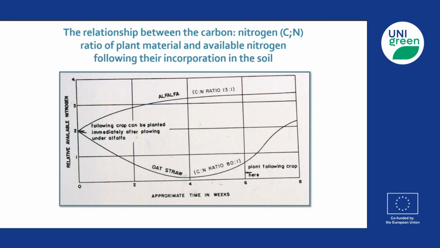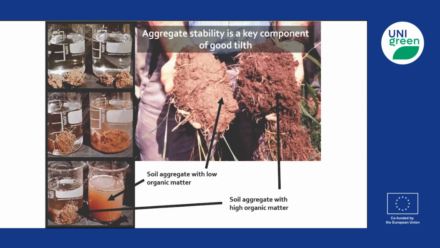And you can see here that it is easy to understand. If you are using alfalfa, for example, the carbon to nitrogen ratio is 13:1. So if you are using this, the plant can use the nitrogen quickly, so you can plant quickly after you incorporate this legume. But if you are using oat straw, the carbon to nitrogen ratio is higher. So it means that you can only plant after 6 weeks after you incorporate it. Okay, it takes more time to make the nutrients available. So I think this is very important.